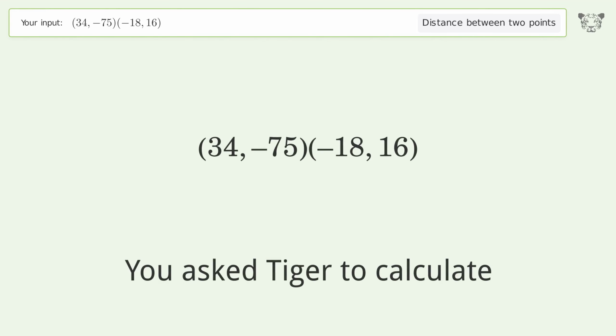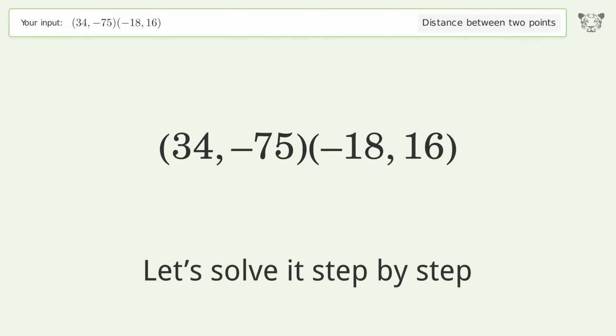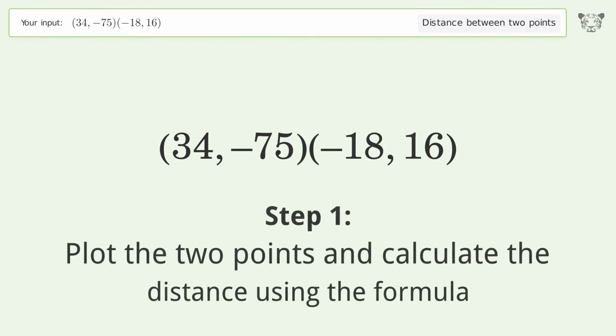You ask Tiger to calculate. This deals with the distance between 2 points. The distance between the 2 points is the square root of 10,985, or 104.809. Let's solve it step by step. Plot the 2 points and calculate the distance using the formula.